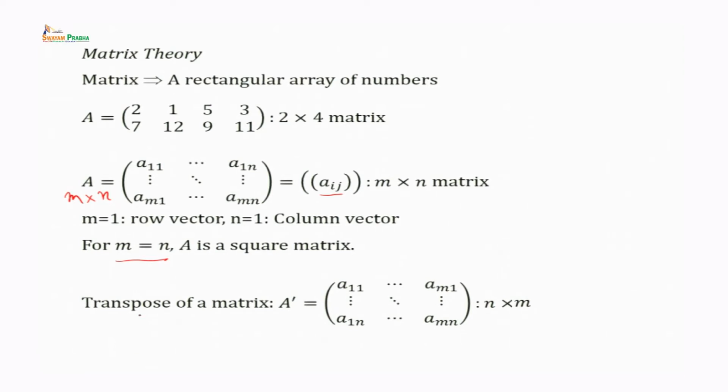Then we define the transpose of a matrix as A transpose. Here you have rows a11, a12, so on a1n, but in A transpose the same elements are there in the column. So, the ijth element of A is actually the jith element of A transpose, and A transpose is actually an n cross m matrix.